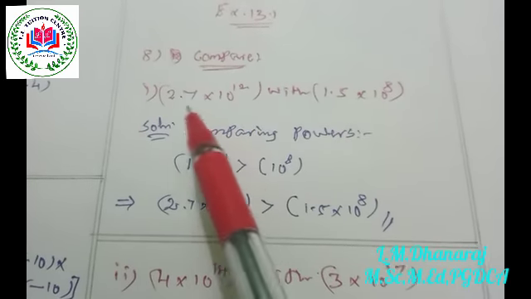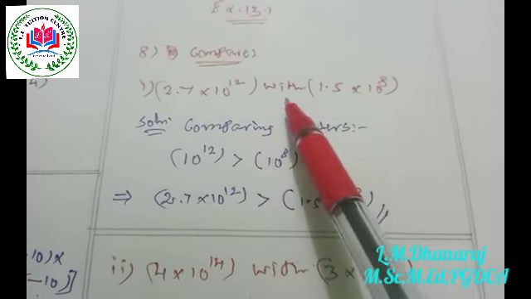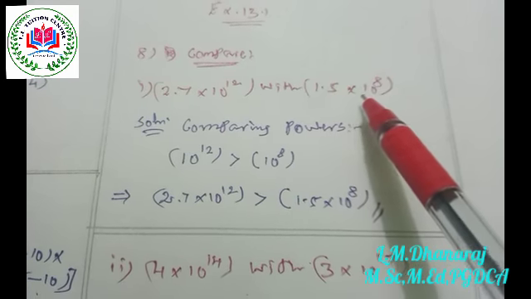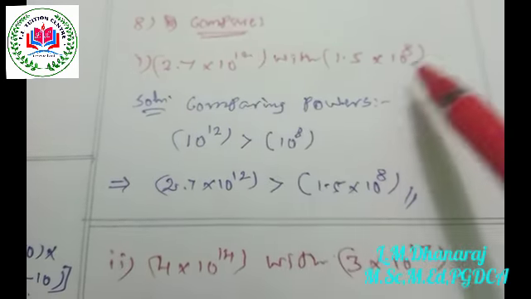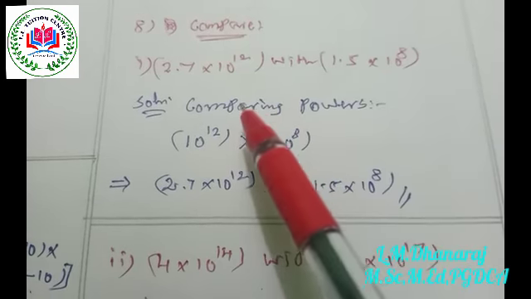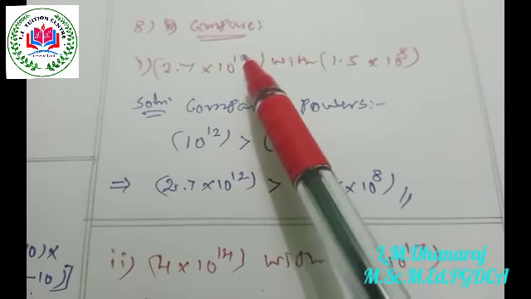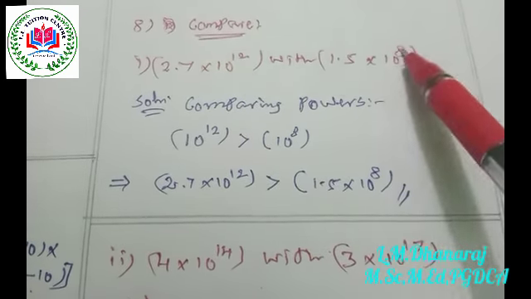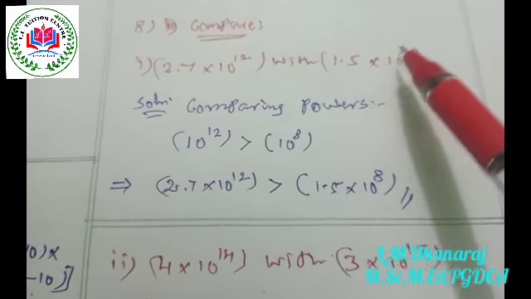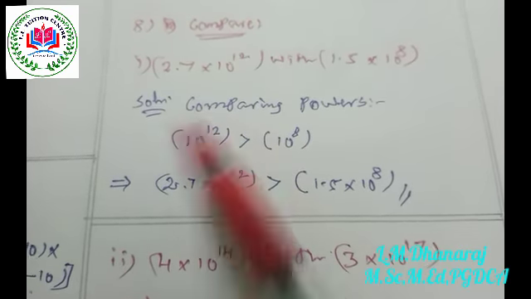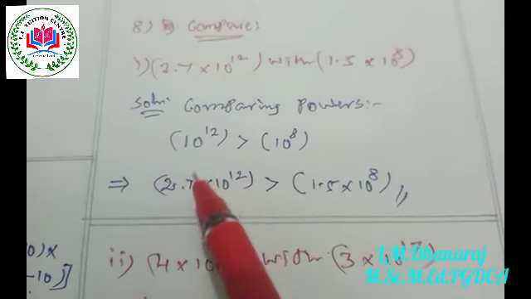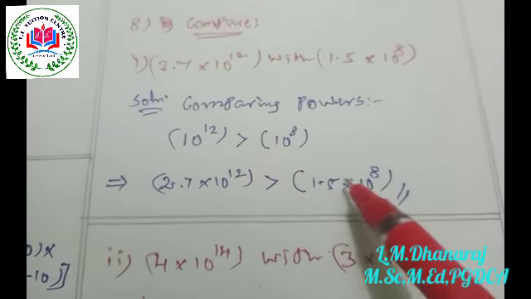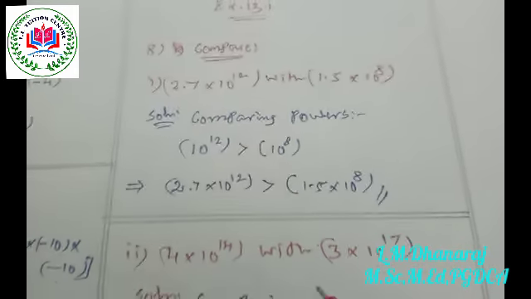8th Roman letter, we have to compare the given expressions: 2.7 into 10 power 12 with 1.5 into 10 power 8. Now we have to compare the powers, 10 power 12 and 10 power 8. Since 10 power 12 is greater than 10 power 8, therefore 2.7 into 10 power 12 is greater than 1.5 into 10 power 8.